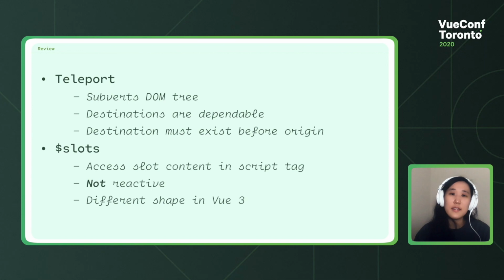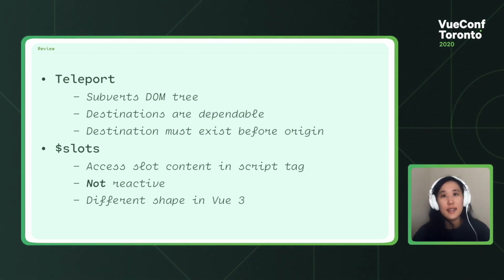For the purposes of this talk, we didn't cover $slots, which provide a way to access slot data in the script tag. And one point here I learned the hard way is that $slots is not reactive. Also, in Vue 3, $slots will output functions instead of objects, and scoped slots, which in Vue 2 are their own thing under $scopedSlots, have been moved into $slots in Vue 3.